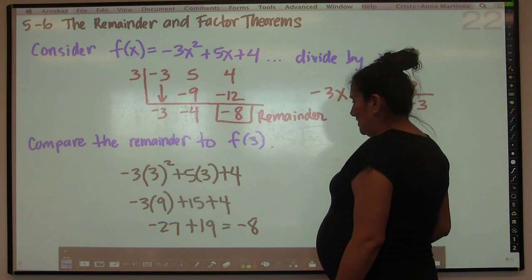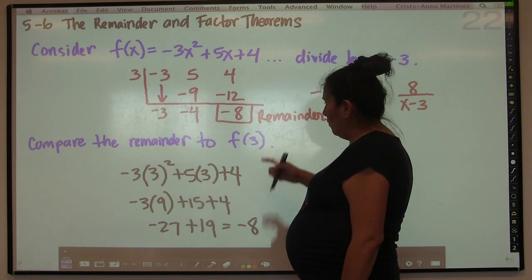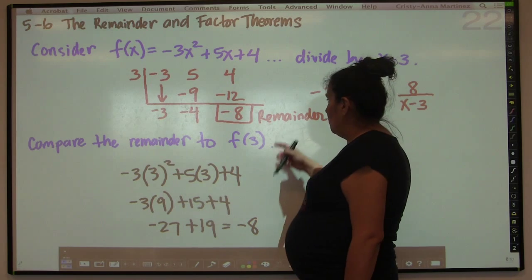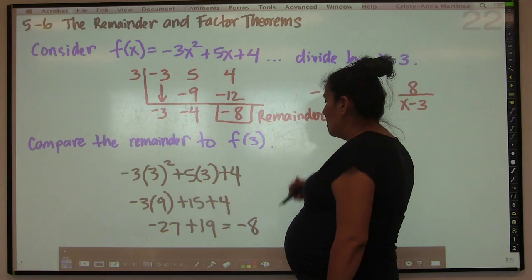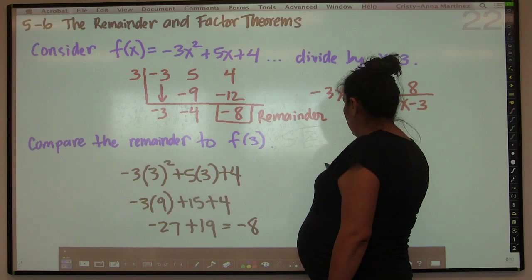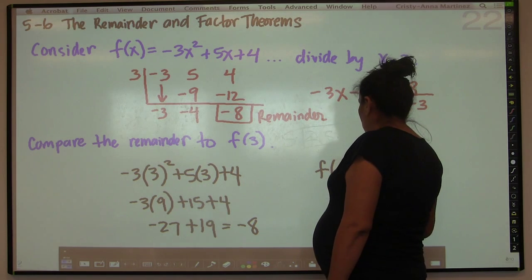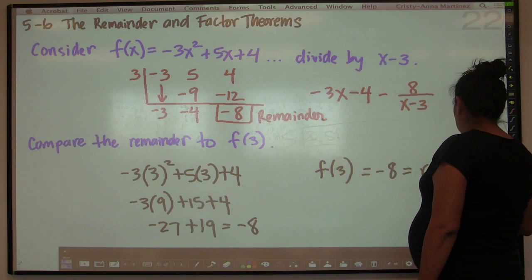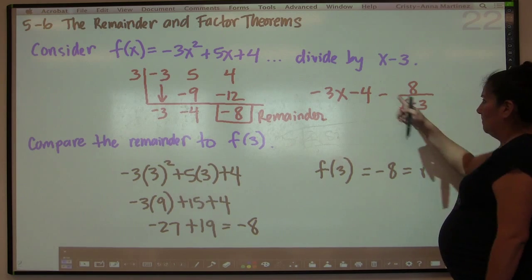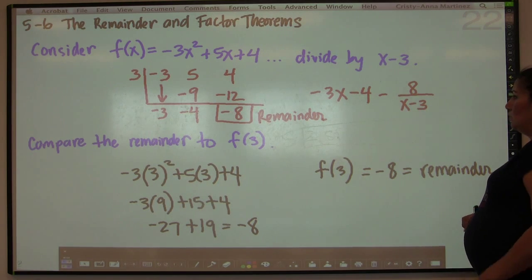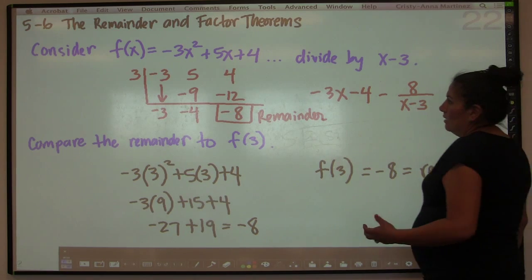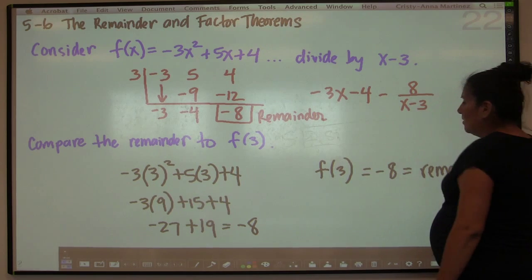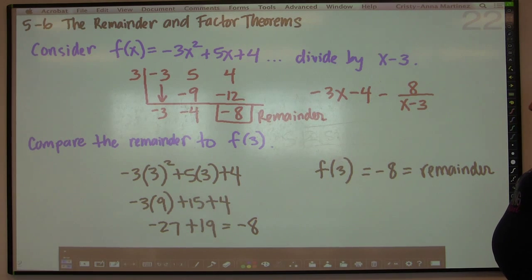So it's not a coincidence that when I evaluated the function at 3, I got negative 8, and the remainder was negative 8 as well. So f of 3, which is equal to negative 8, is the same as the remainder in the previous example up here. So basically what we have in the remainder theorem is that the remainder after you do synthetic division is the same as evaluating the function f of 3.